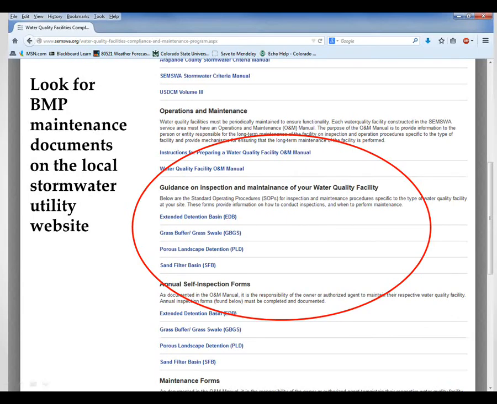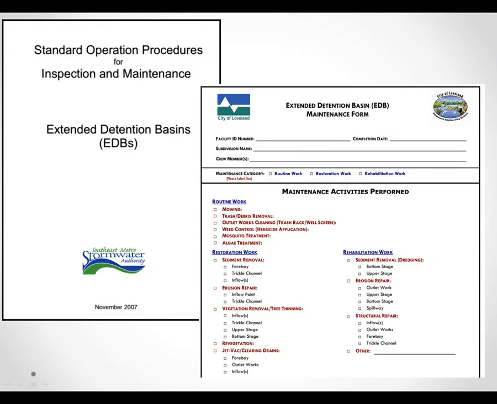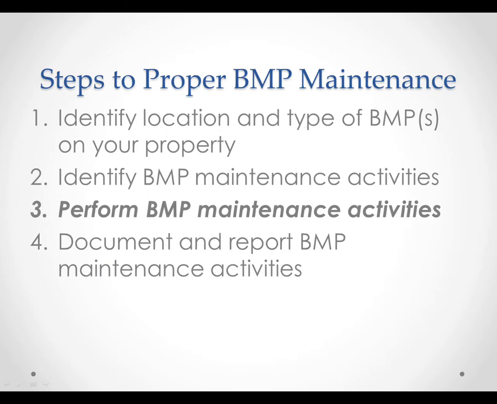If a maintenance manual was not provided to you, check your local stormwater page for BMP maintenance documents. Many Colorado municipalities provide standard operating procedures and checklist forms for BMP activities on their stormwater websites. After obtaining a BMP maintenance manual, standard operating procedure, or checklist, you should develop and implement a plan for performing maintenance activities.